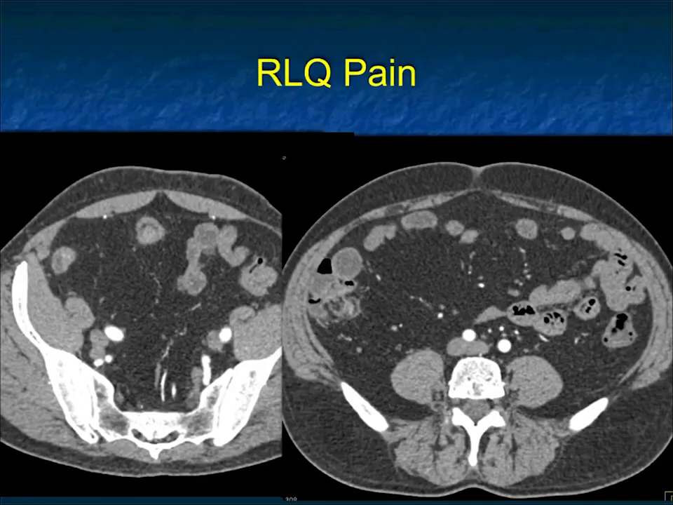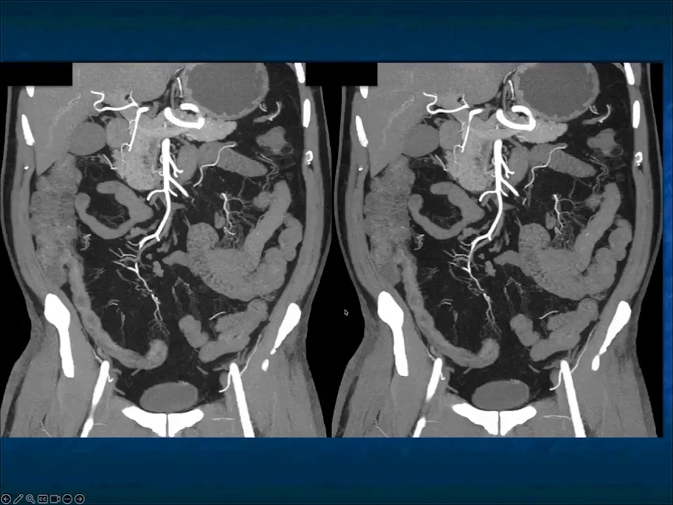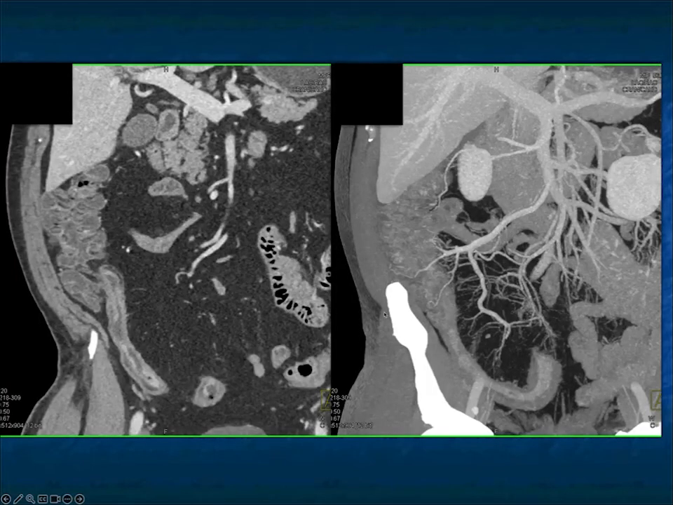Right lower quadrant pain. You see a lot of fat in the right lower quadrant, and then you see thickened ileum. Look at the coronals, a long segment of thickened ileum. There's some soft tissue thickening here, fibrofatty proliferation. This is a classic example of Crohn's disease with long segment narrowing. This area here was more mass-like, was concerning. You can see it again here and here. This ended up being resected.